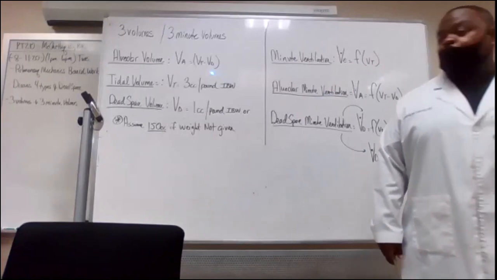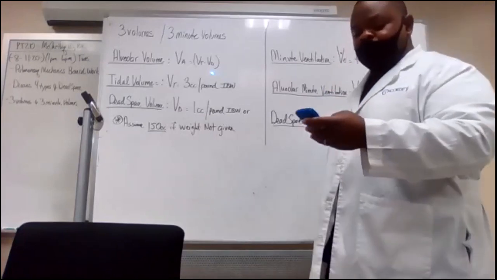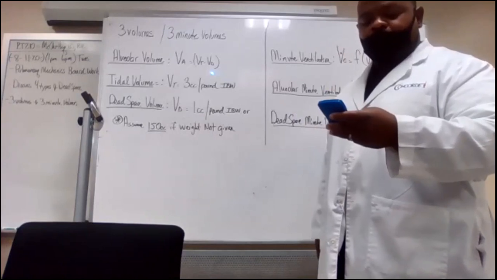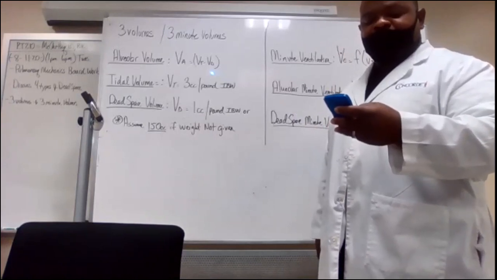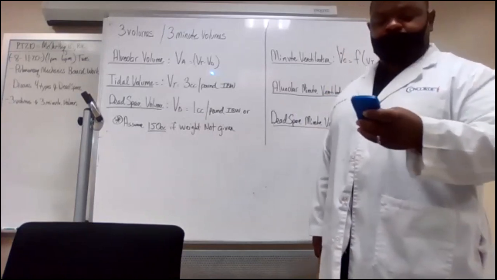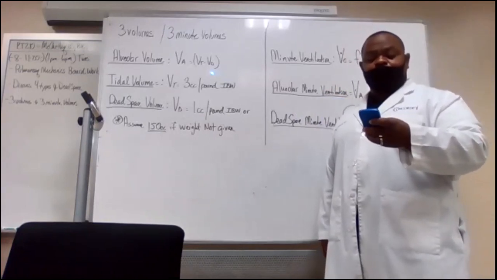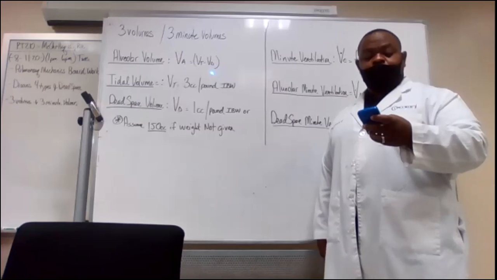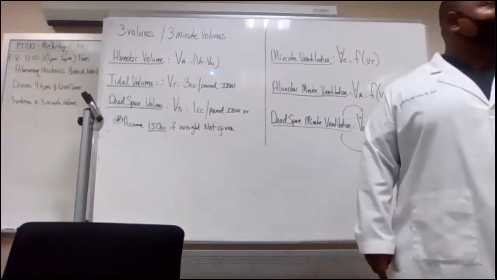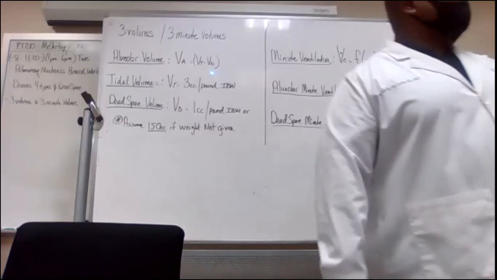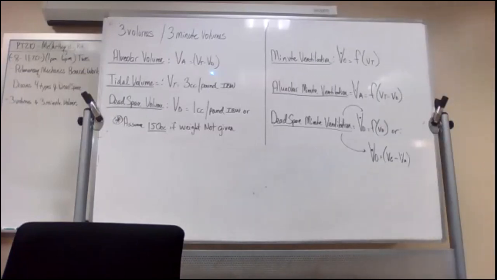All right. What if Mr. Johnson weighs 175 kilograms? What is his tidal volume? 1,155. 1,155 milliliters or cc's.